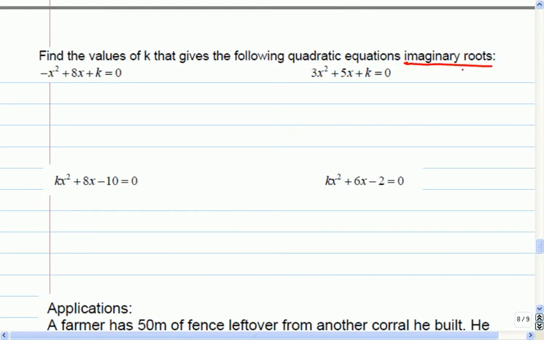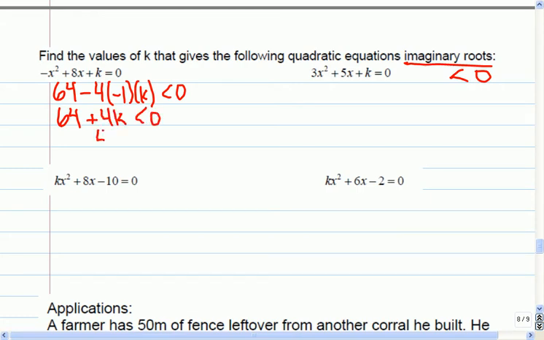So imaginary roots, that means you got to make sure the discriminant is less than 0. So I'd have 64 minus 4ac, which means 64 plus 4k has to be negative. So k has to be less than negative 16 in order to make sure those roots are imaginary. This time I'm going to move on to this one. I'll try this last one here.